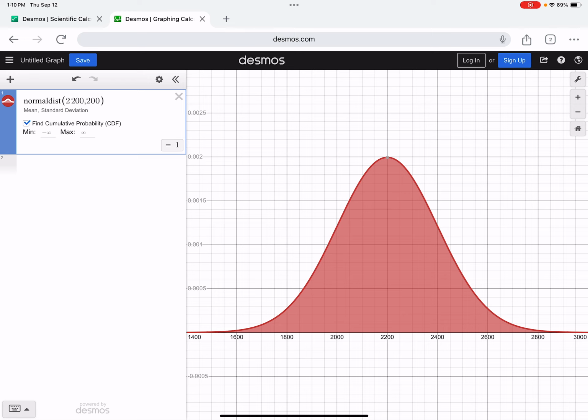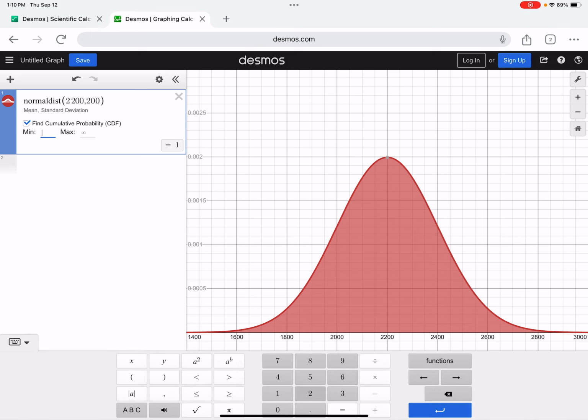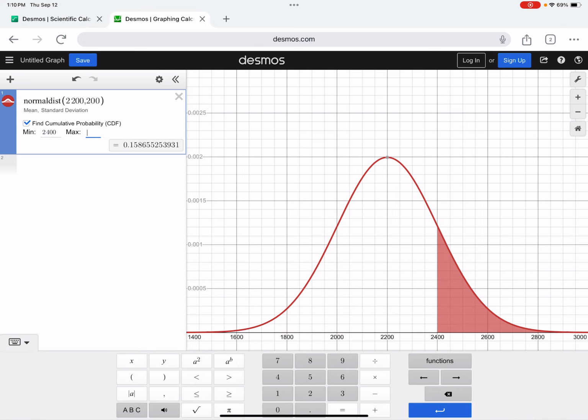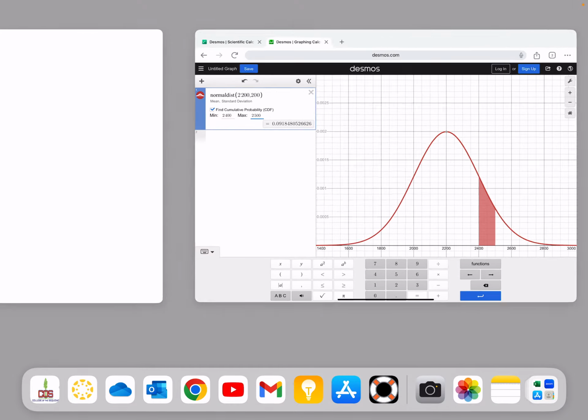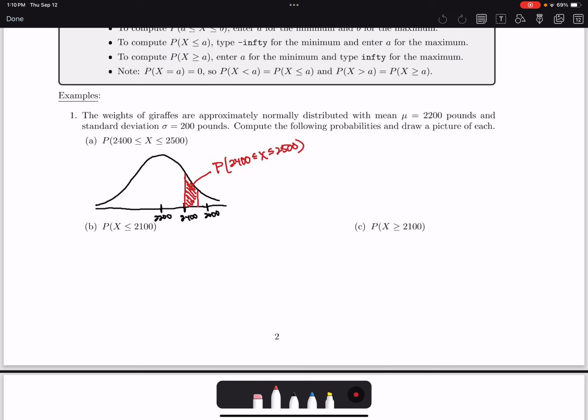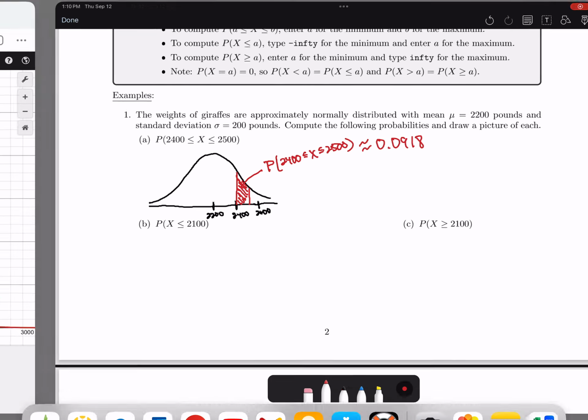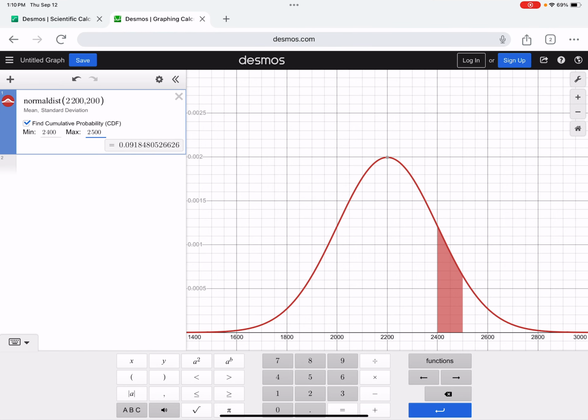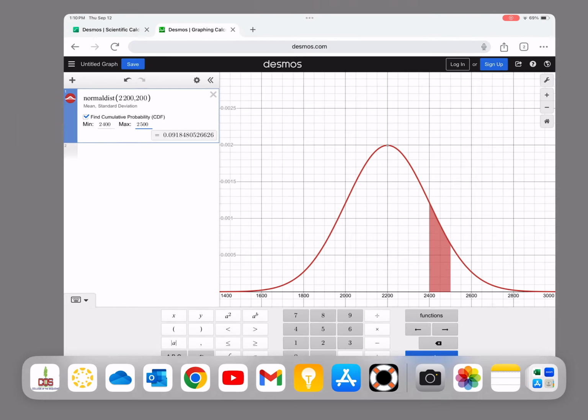We want the probability that x is between 2,400 and 2,500. So I'm going to click on the minimum and put in 2,400. Click on the maximum, put in 2,500. And there you go. So looks like that's about 0.0918. Okay, we'll typically round to 4 decimal places. So say this is about 0.0918. Is that what I said? Yes. Okay.